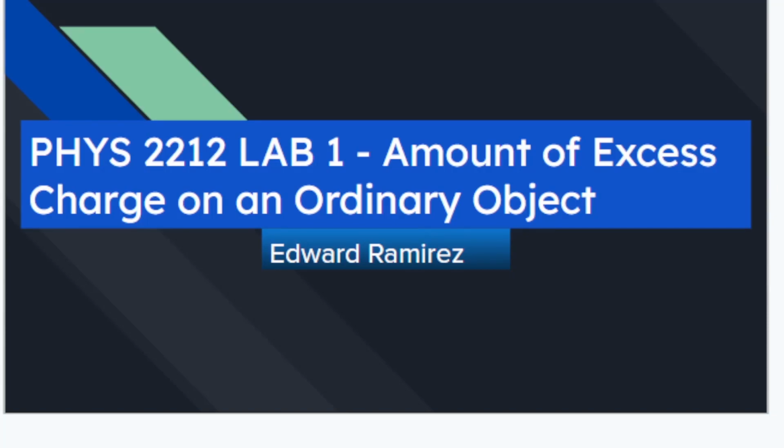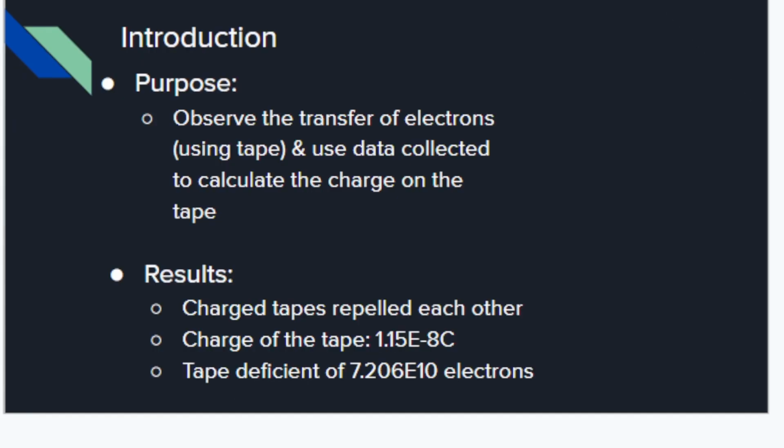Welcome to Physics Lab 1, the amount of excess charge on an ordinary object. The purpose of this lab is to observe the transfer of electrons using tape, and then to use the data collected to calculate the charge on said tape. As for the results, the charged tapes repelled each other, with the charge of the tape being 1.5e-8 coulombs, and the tape being deficient of 7.206e10 electrons.